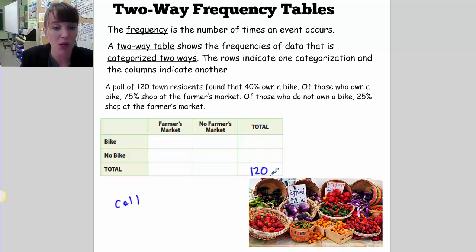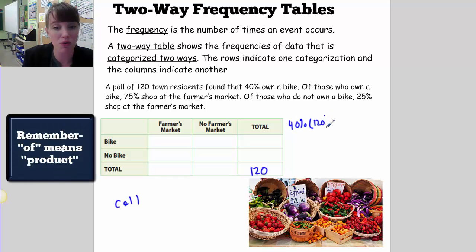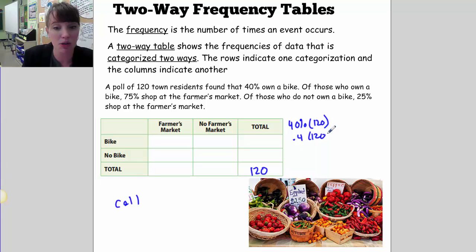So that's 120 people. Out of 120 people, they found that 40% owned a bicycle. So in order to fill this out, we have to figure out what 40% of 120 is. We're going to do 40% times 120. Well, 40% is just 0.4 as a decimal, times 120 gets you 48. So there are 48 people here. Everyone in this survey either owns a bike or does not own a bike. So to get this other part, I would take 120 and subtract 48, and I would get 72.